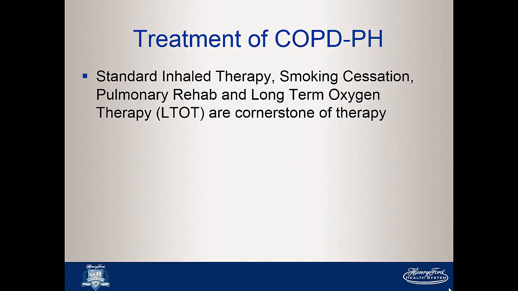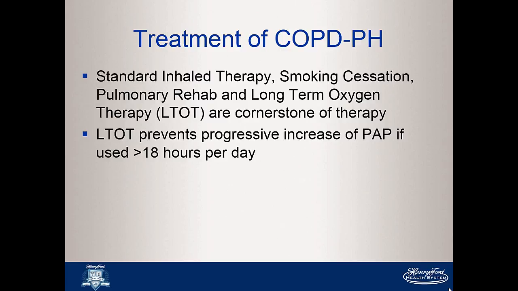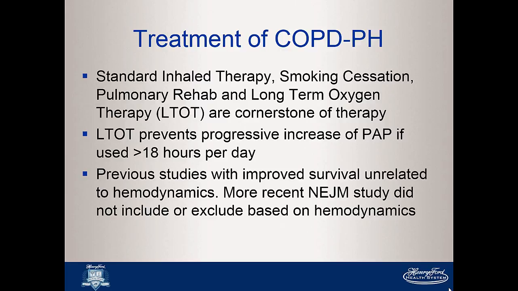In terms of treatment for PH-related COPD, obviously the big thing is your standard guideline-based therapy for COPD treatment. Smoking cessation, inhalers, pulmonary rehab, oxygen, all cornerstones of therapy. Long-term oxygen does prevent progressive increase in PA pressures if it's used for greater than 18 hours a day. There are recent studies that came out in the New England Journal of Medicine that may refute this for more mild hypoxemia. However, this study did not include or exclude patients based on hemodynamics, and we really don't know the effect on our PH patients.